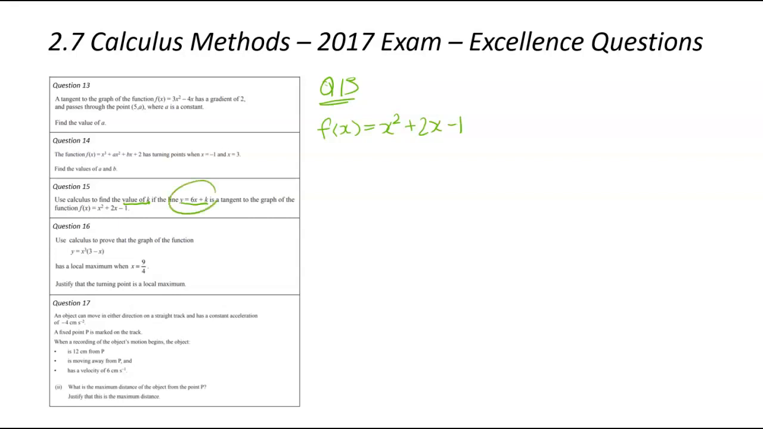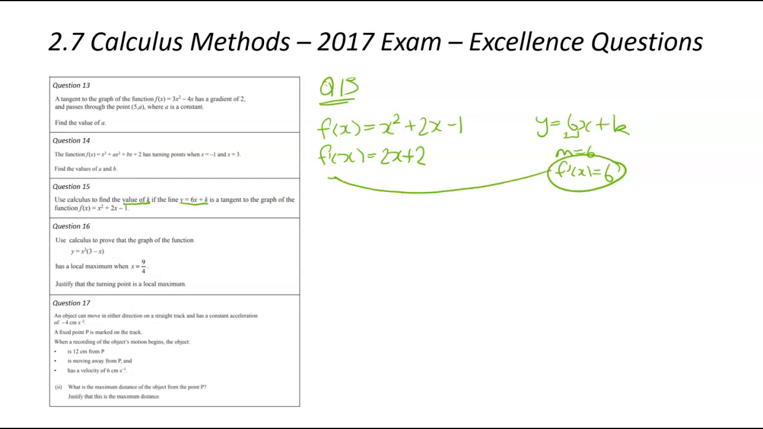And what we've got from the tangent, so we know that y is equal to 6x plus k. What that tells us is that 6 part, that tells us we're dealing with a gradient, or that f dash x is equal to 6. So we've got some information about the gradient function, so we're going to need to differentiate to find that, which means f dash x is going to be equal to 2x plus 2.